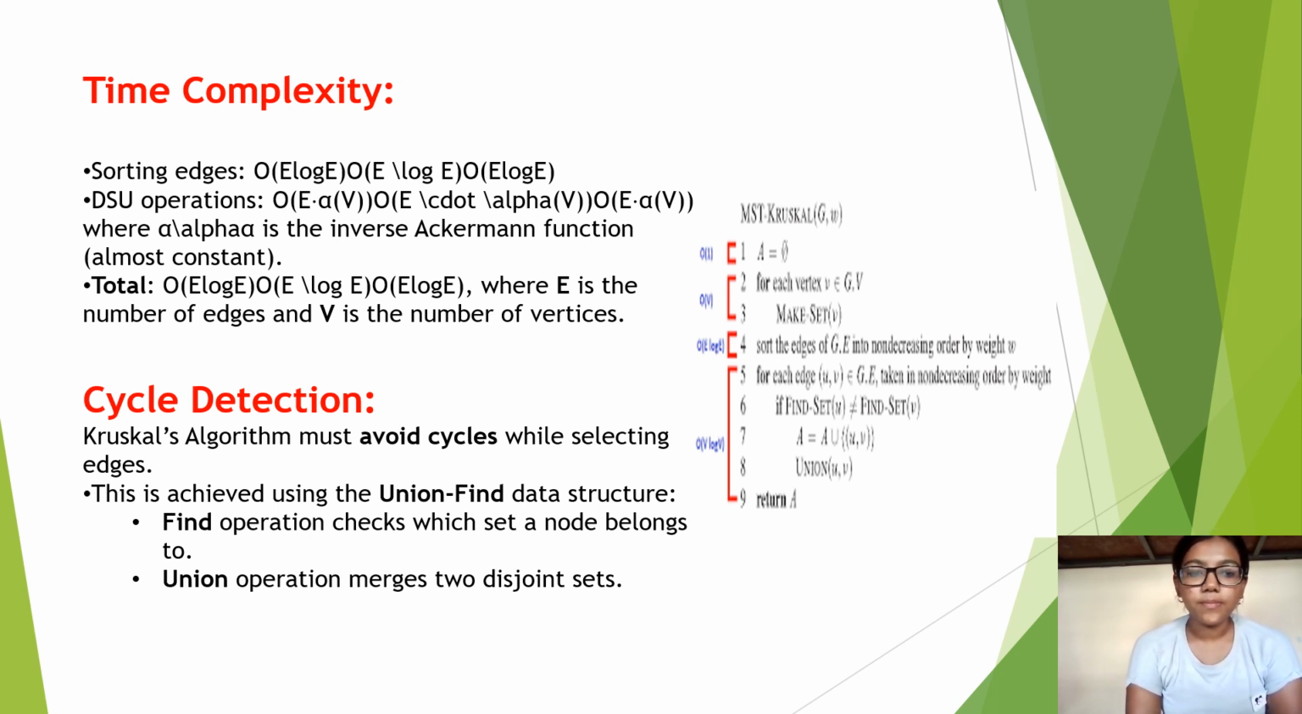Cycle detection. Kruskal algorithm must avoid cycles while selecting the edges. This is achieved using the union find data structure. Find operation checks which set a node belongs to. Union operation merges the two disjoint sets. Both operations ensure that no cycle is formed in this whole process.